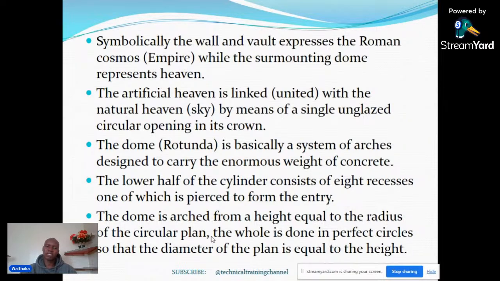So the arches within the walling of this sanctuary start where the radius of the circular plan begins. So that's where the arches begin, and we have a series of arches until we achieve the whole diameter, so that the height of the wall is equivalent to the diameter of the dome.